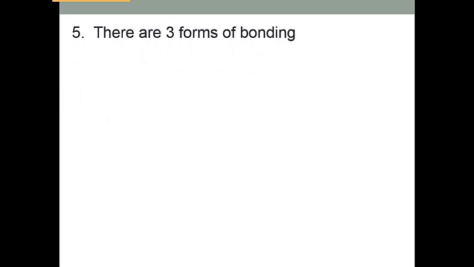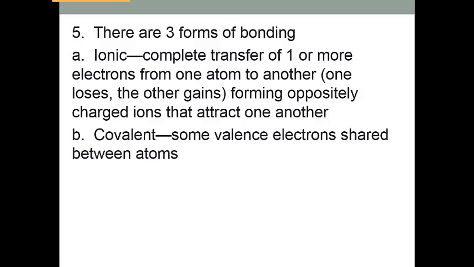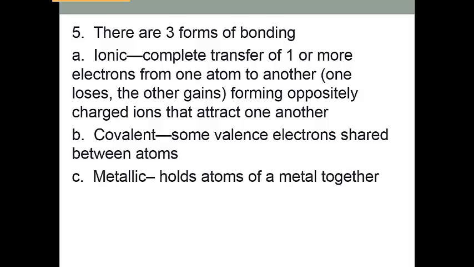There are 3 forms of bonds that we're going to look at in this unit. I'm going to go through them kind of quickly because we will talk about each one separately. Ionic is when we transfer at least 1 electron from one atom to another. So in other words, 1 gains and 1 loses, and that forms this attraction between the 2. We have covalent, where they're going to be sharing the valence electrons. And then we have metallic, and metallic bonds are what hold metals together.